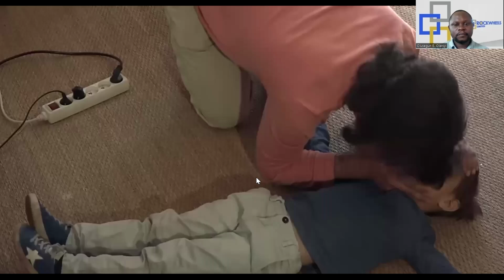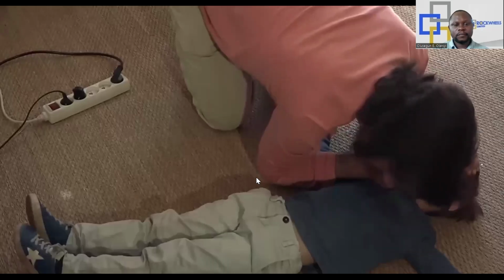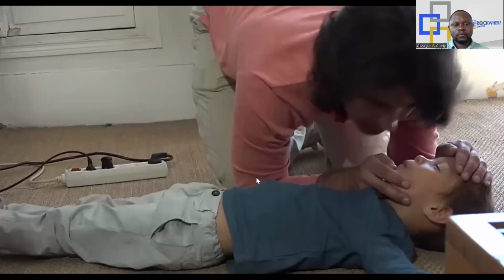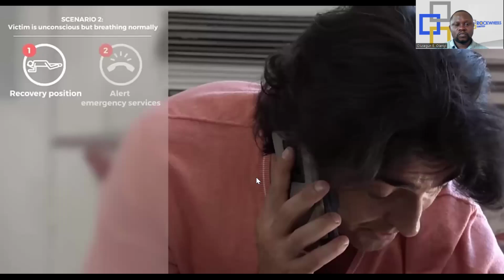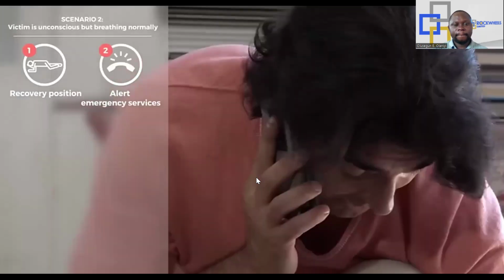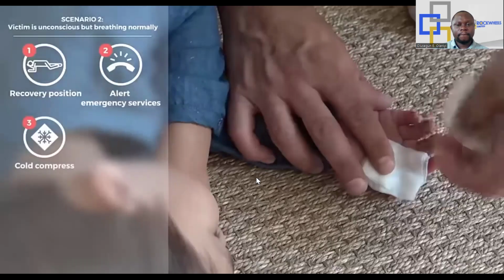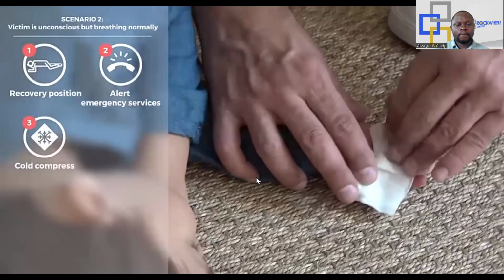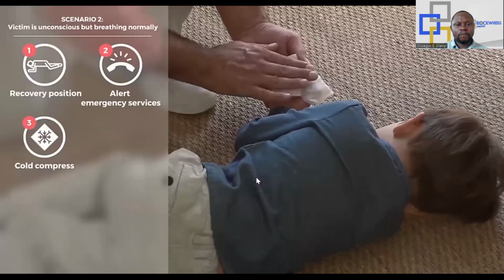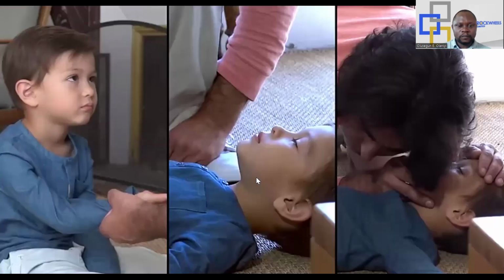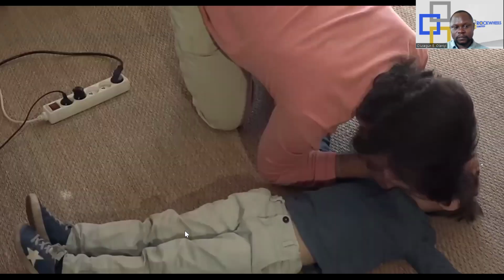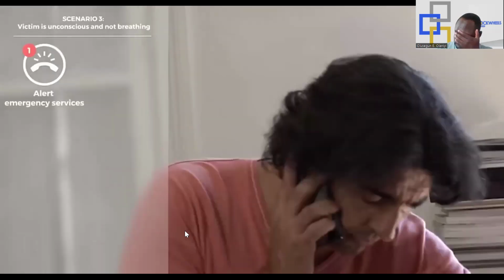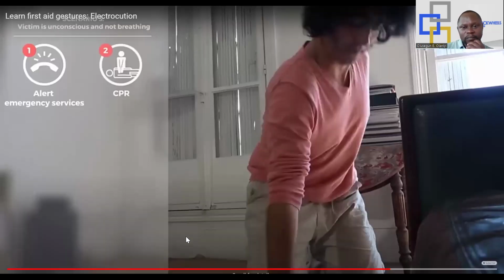Scenario 2. The victim has lost consciousness but is breathing normally. Put them in the recovery position. Alert the emergency services. Apply cold compresses to the burns until medical help arrives. Scenario 3. The victim has lost consciousness and is not breathing. Alert the emergency services. Start cardiopulmonary resuscitation.